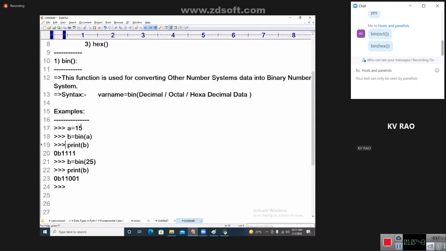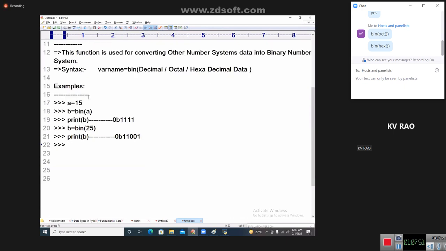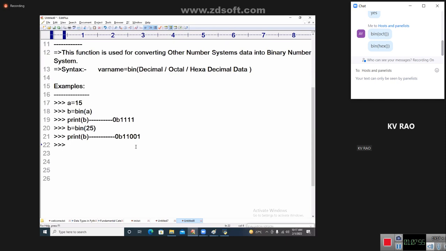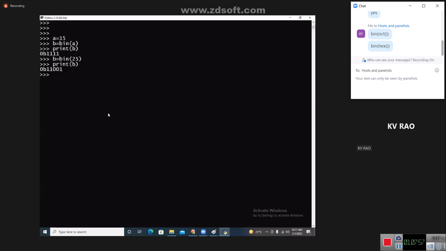Of converting into binary. Perfect. This is called decimal to binary. Let us go to the next case.